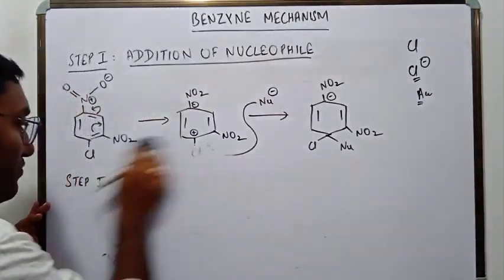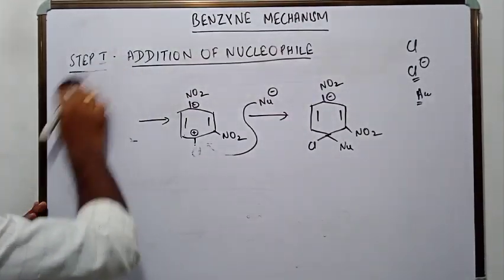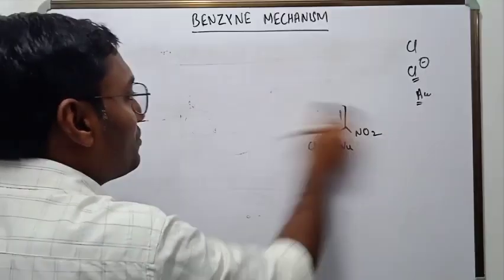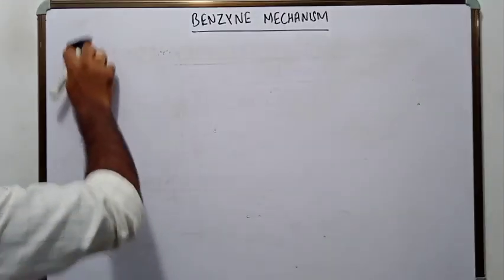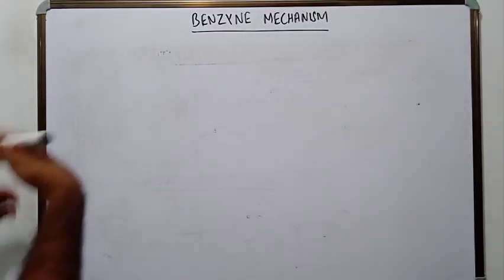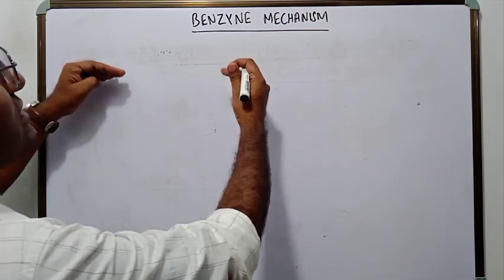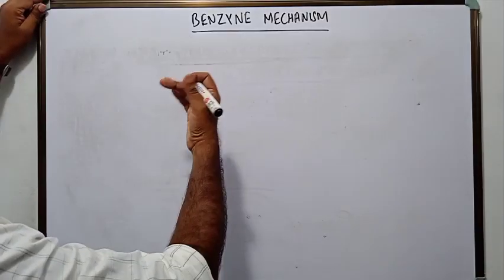Now, very few reactions can proceed through another route. That route is called the benzyne route, the benzyne mechanism. So what happens in the benzyne mechanism?